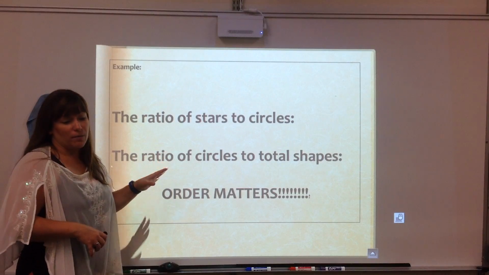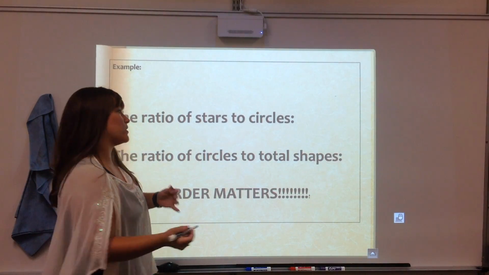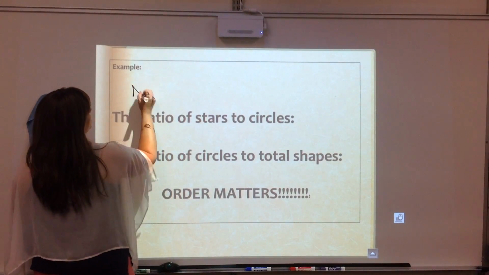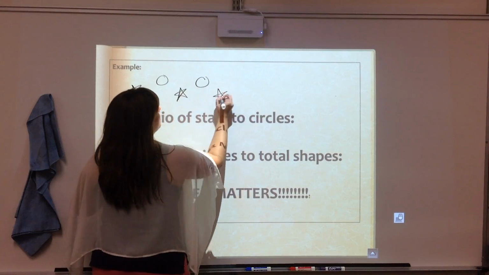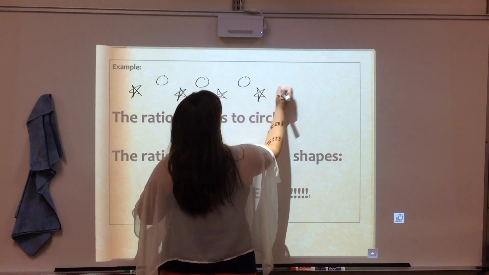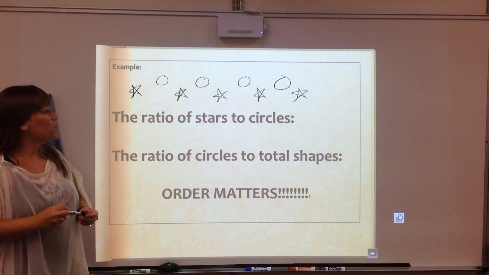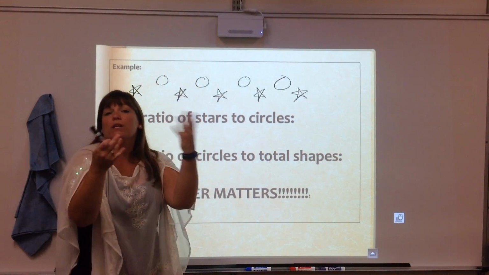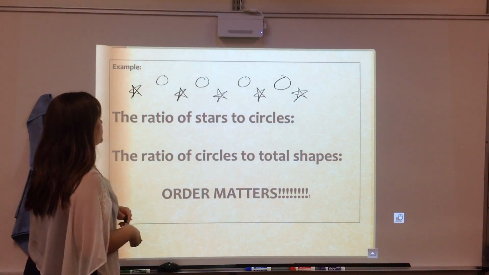Now we're ready for our example. We do have to draw our stars and circles in, so go ahead and we're going to draw star, circle, star, circle, star, circle, star, circle, star. All right, so we want to find the ratio between these stars and circles. Make sure you have the same number as I do.